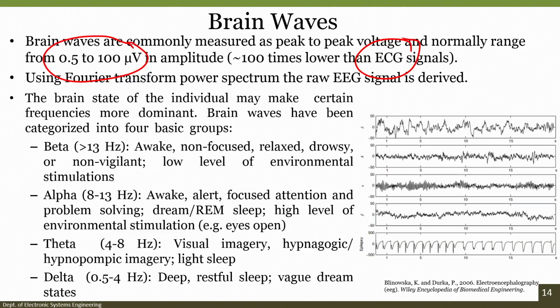So, that is one thing. What we can do, using the Fourier transform power spectrum, the raw EEG signal is derived. The brain state of the individual may make certain frequencies more dominant. Brain waves have been categorized into 4 basic groups. Depending on the individual, the brain state would be different, and certain frequencies would be more dominant compared to others. So, what are these frequency ranges? The brain waves are basically divided into 4 groups: beta, alpha, theta and delta. Now, let us see each of those.